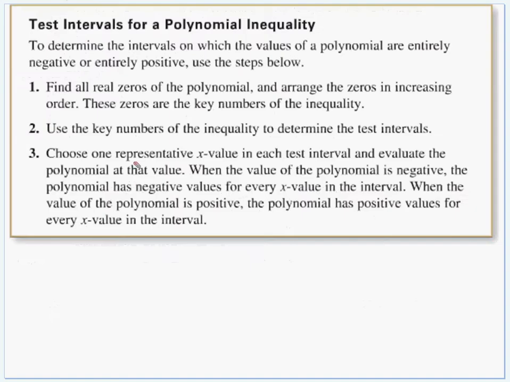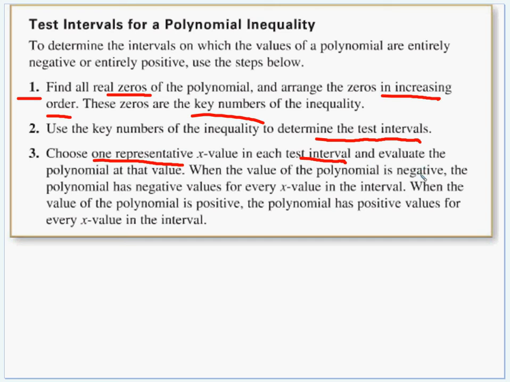Okay, so now let's try one. Oh, I guess we've got to read more. To determine the intervals on which a polynomial is entirely negative or entirely positive, use these steps. First, find all the real zeros of the polynomial and arrange them in increasing order. These are called the key numbers. Second, use the key numbers to determine the test intervals. Step 3, we pick one representative number from each test interval and evaluate the polynomial at that value.